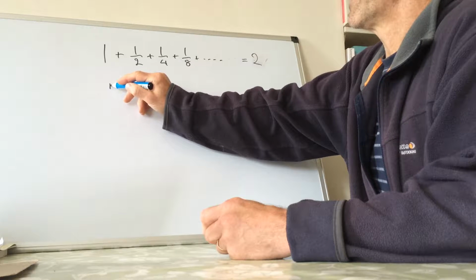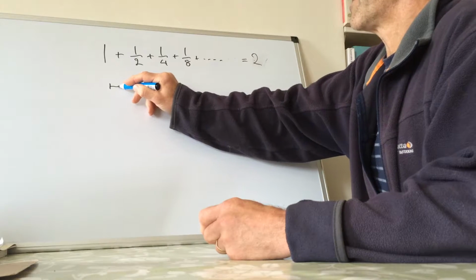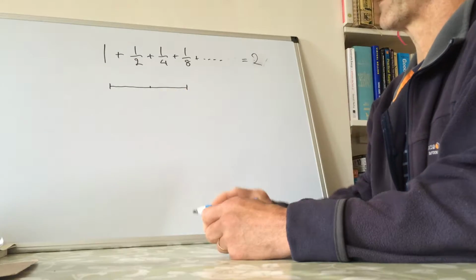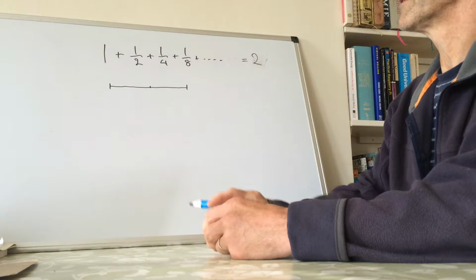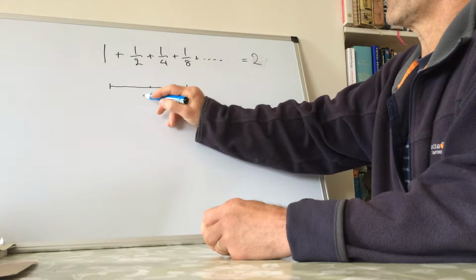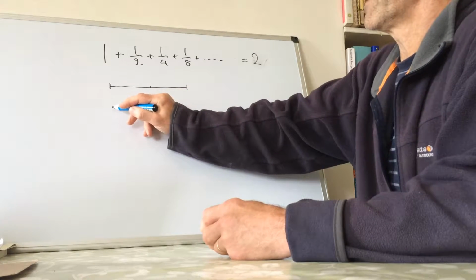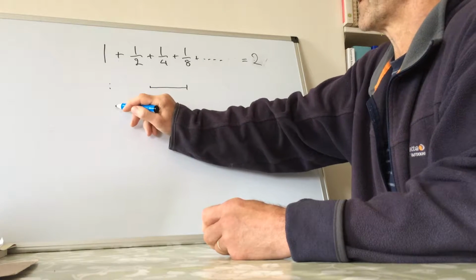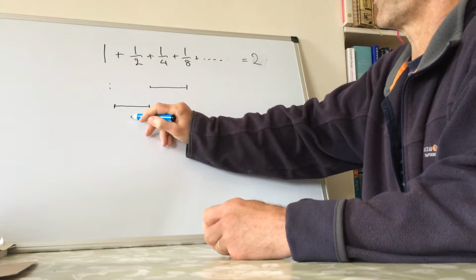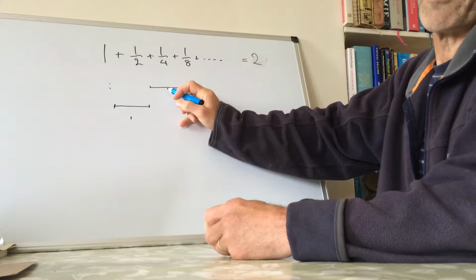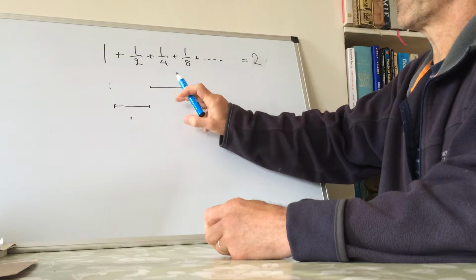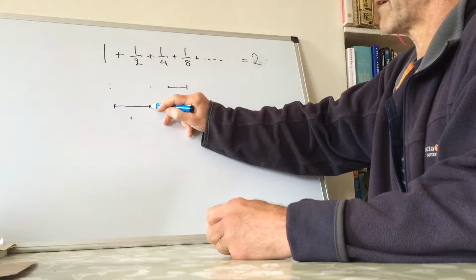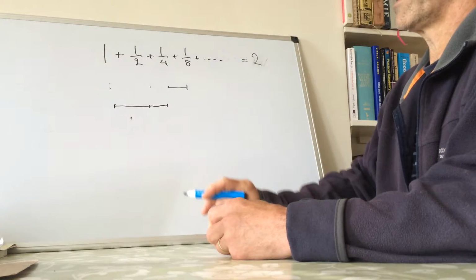Okay, and the way I like to think about it, to see that that's the answer, is I imagine a length, a ruler or something like that, that measures exactly 2 in length, and I cut it up. So I cut it in half, so this half measures 1, and I remove that half and put it down here. So now I've got 1 here. And then with the remaining unit length here, I cut that in half again, and I take this half and I move it down here. So I've got 1.5 now.